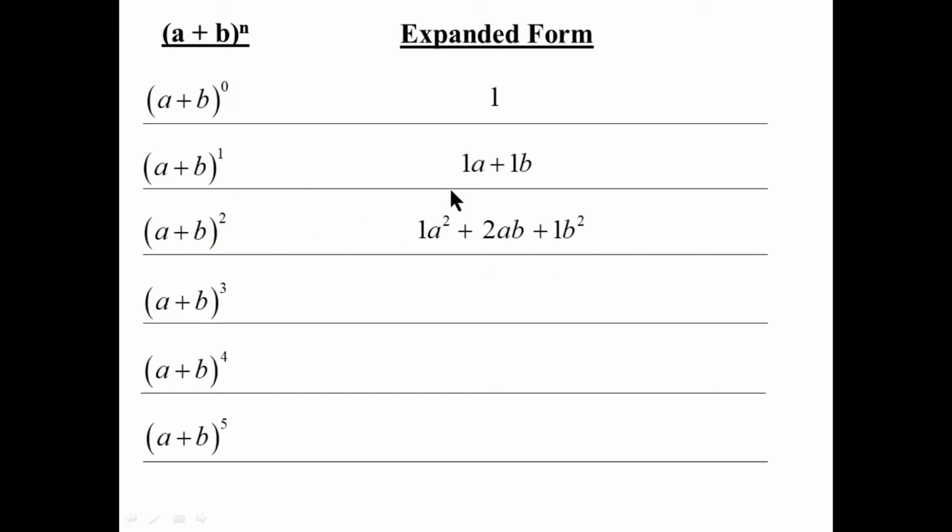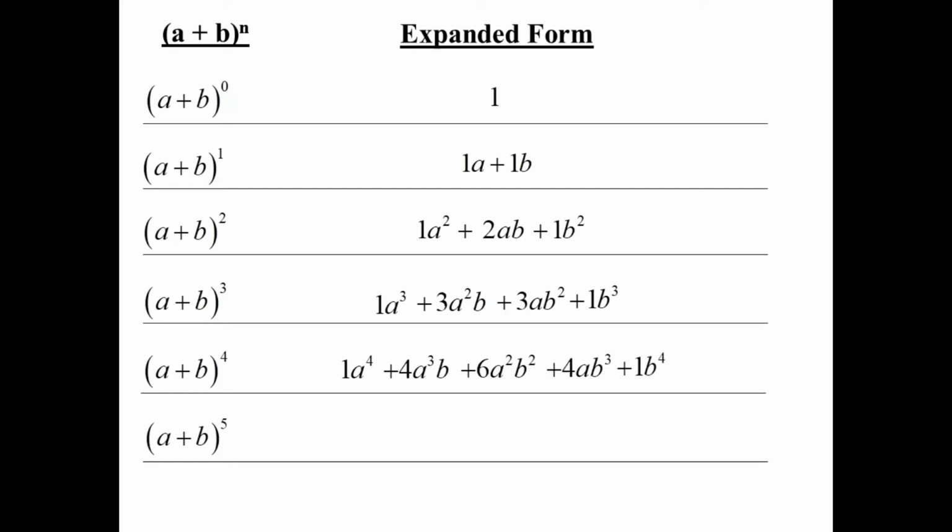If you were to take a plus b squared and multiply it again by a plus b, then you would have a plus b cubed. If you were to do that, and I suggest you do on a blank piece of paper, work it out and find out that yes, a plus b cubed really is this. It's 1a cubed plus 3a squared b plus 3ab squared plus 1b cubed. Similarly, a plus b to the fourth looks like this, and a plus b to the fifth looks like this.